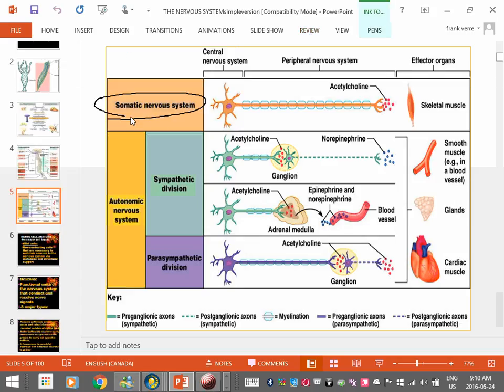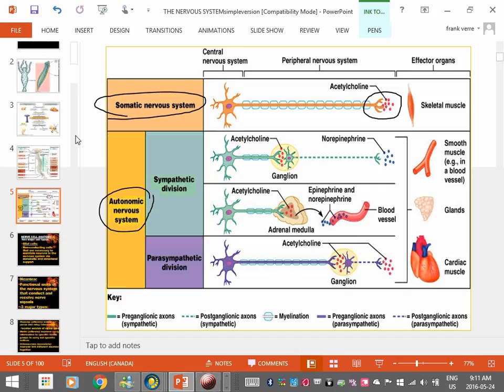Now, the somatic is what you can control. Okay? So like think about lift arm, move leg. Those are things that you can control. That is the somatic nervous system. And you could see the neurons are myelinated. They're quite long. And the chemical that they release, the neurotransmitter that stimulates the skeletal muscles is which neurotransmitter? It's acetylcholine.